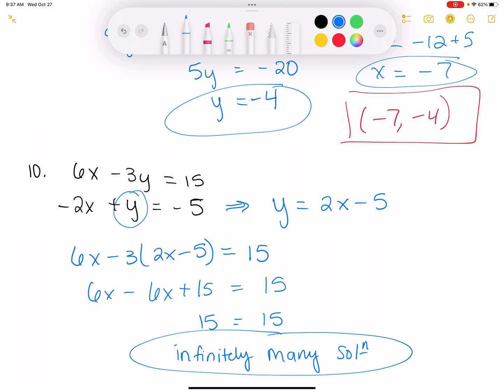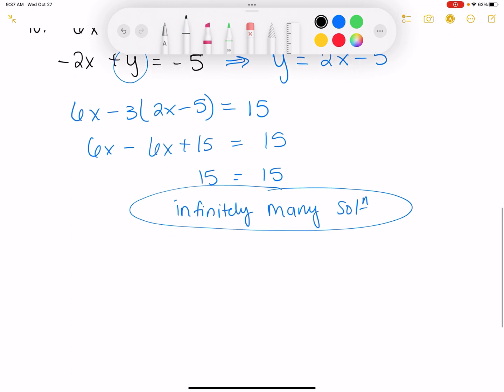Alright, I'm gonna let y'all try the next one all on your own. I got this. I can do this. 2x plus 5y is equal to 10, and negative 3x plus y is equal to 36.